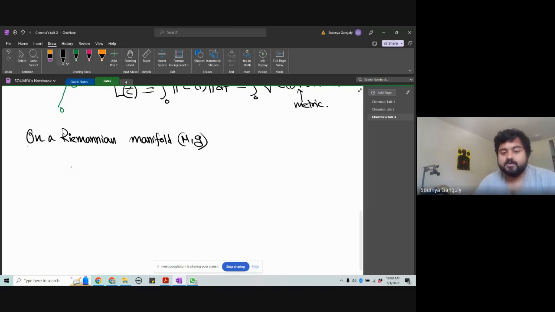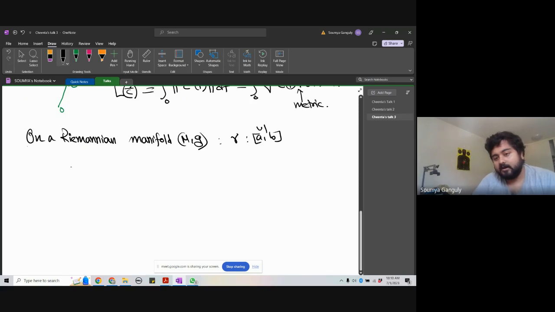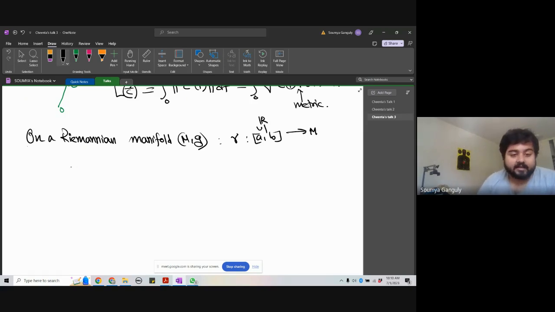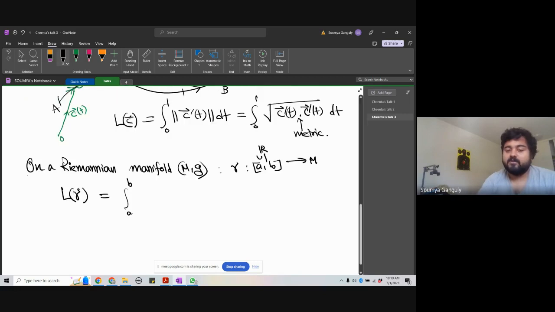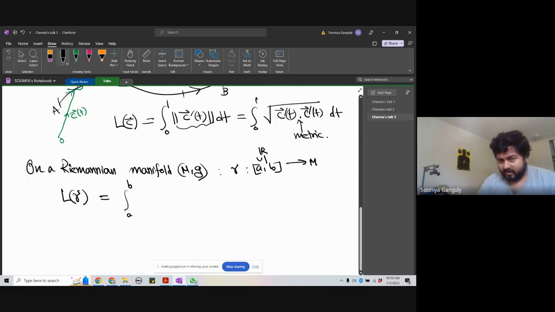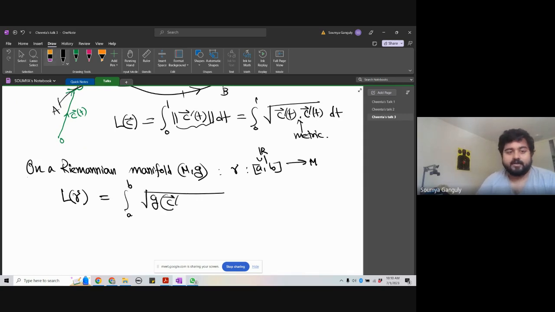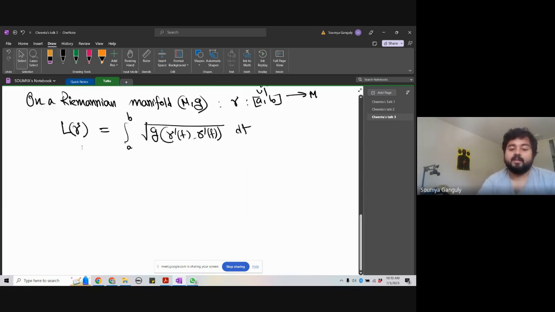suppose you have a curve from an interval [a, b] in R to M. In that case, the length of the curve can be calculated by integrating from a to b, just like before. You integrate from 0 to 1 of the speed. Here, the speed would be the square root of the Riemannian metric on gamma prime t, gamma prime t, dt. So this is the length.